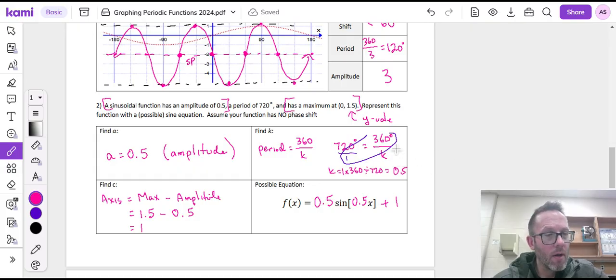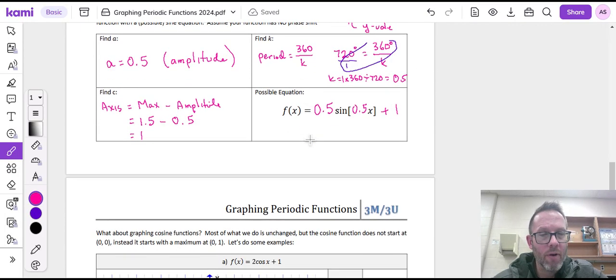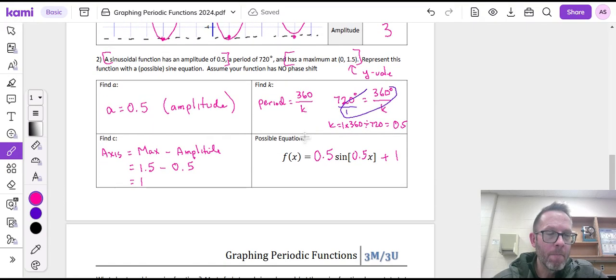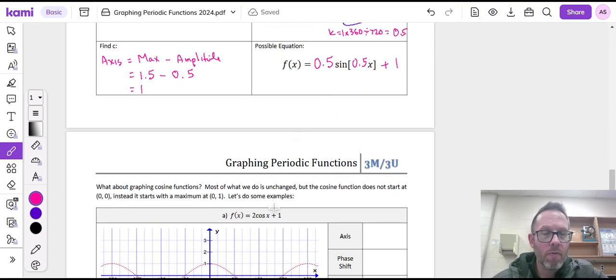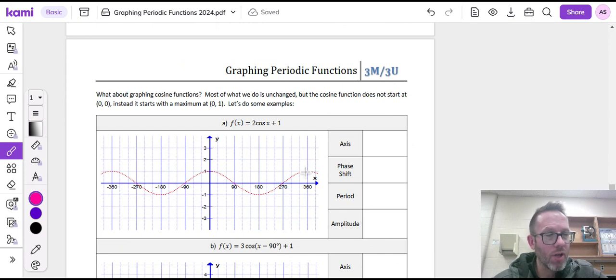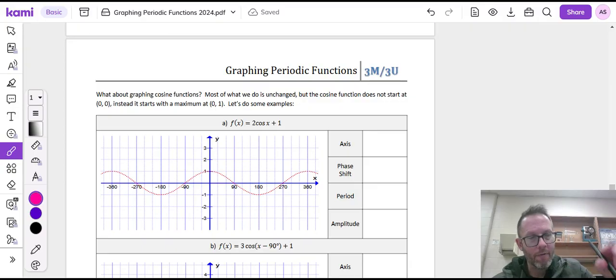All right. The last thing I'd like to do in this video is to graph a few cosine functions. Most of what we do graphing a cosine function is unchanged, because the cosine function and the sine function are both wavy periodic functions. They're just shifts of each other left and right. The thing that will change is where we start, because the sine function starts at (0, 0), but the cosine function, as you can see I have roughed out here, starts at (0, 1) with a maximum.